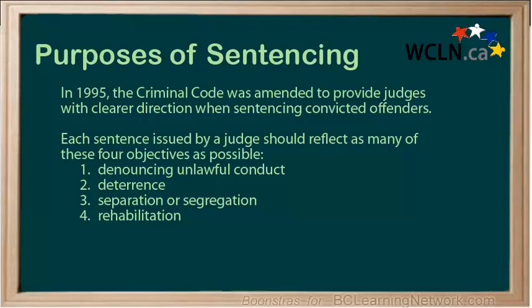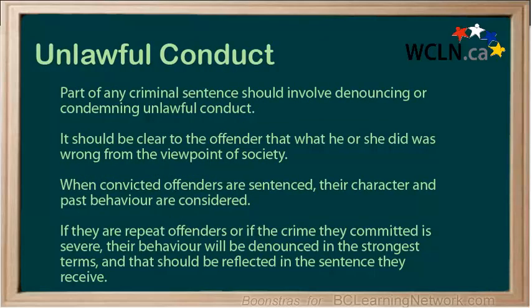Part of any criminal sentence should involve denouncing or condemning unlawful conduct. It should be clear to the offender that what he or she did was wrong from the viewpoint of society. When convicted offenders are sentenced, their characters and past behaviors are considered. If they are repeat offenders, or if the crime they committed is severe, their behavior will be denounced in the strongest terms, and that should be reflected in the sentence they receive.